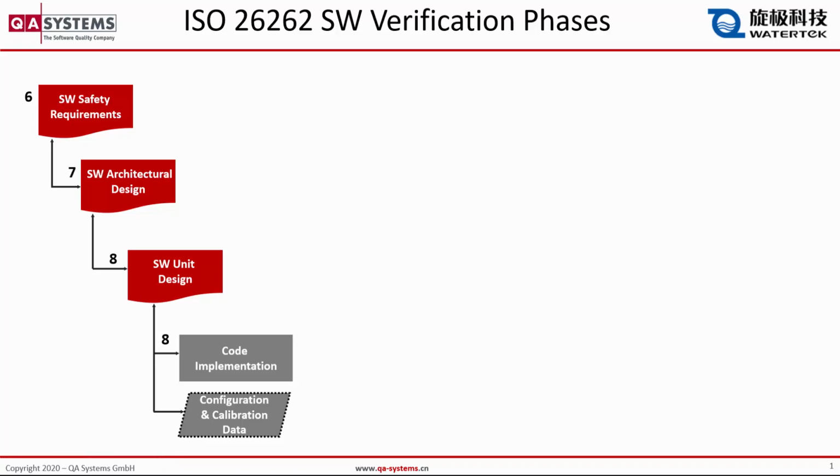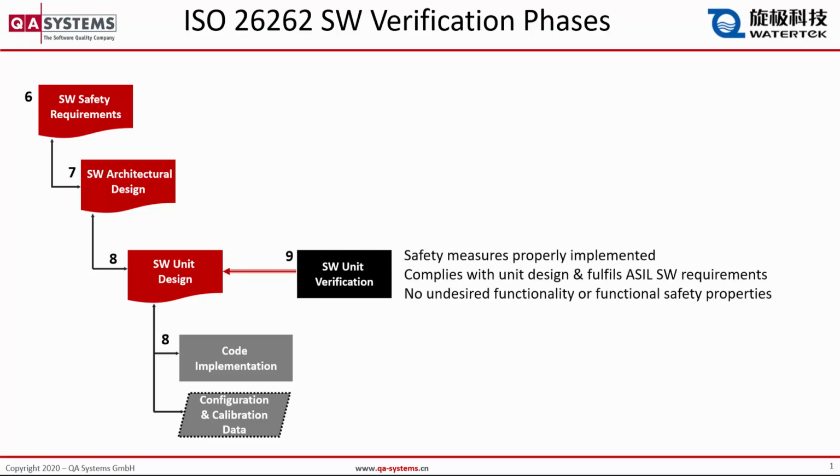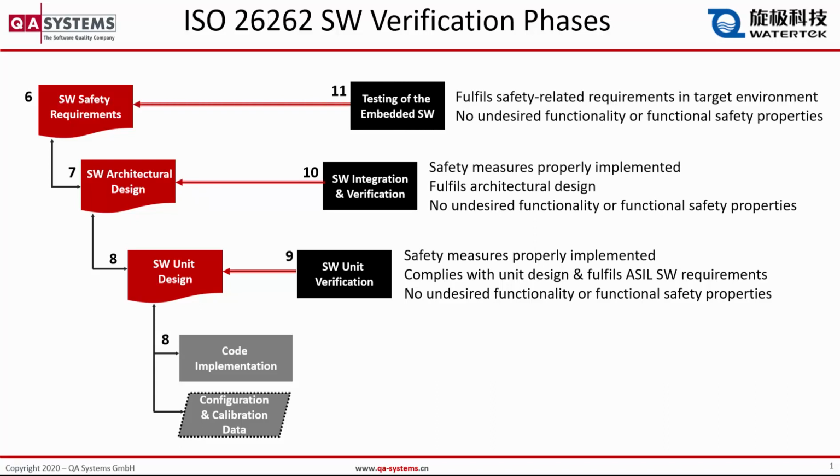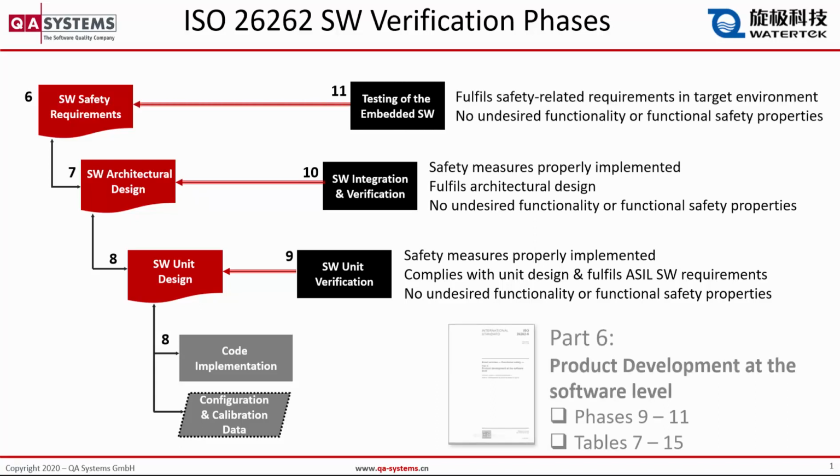The ISO 26262 software verification phases mirror on the right-hand side of the V model the implementation phases. Those are all covered in parts 6 to 8 of the standard, and then subsections 9 covering software unit verification, 10 software integration and verification, and 11 the testing of the embedded software. All of these are detailed in part 6, the product development at the software level.